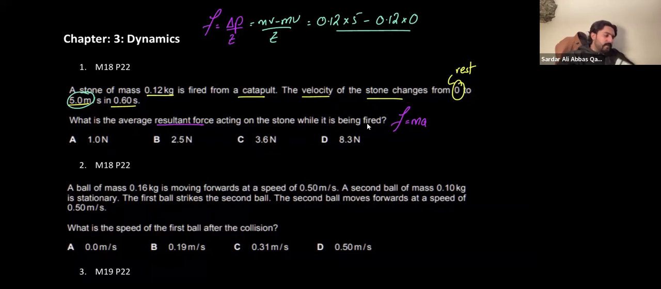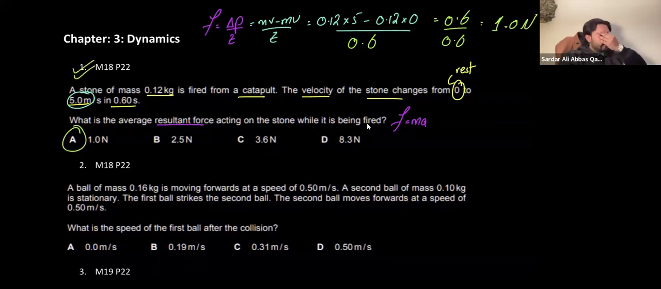And what's the time taken? 0.6 actually, not 1.6. So this is going to be 0.6 over 0.6. So the answer is going to be 1 Newton.